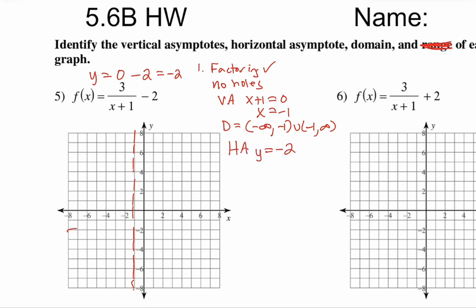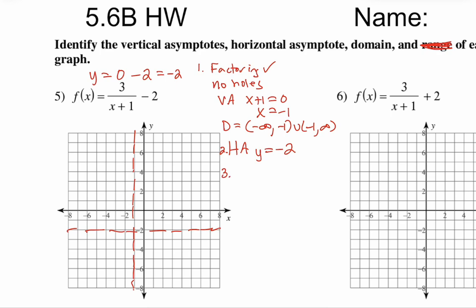Let's put that on. Let's think about what we know about these traditional rational functions. This moved it to the left one. This moved it down 2. So you can use all that we know about our traditional rational functions in this particular reciprocal function. Okay. So now step 2 is done.